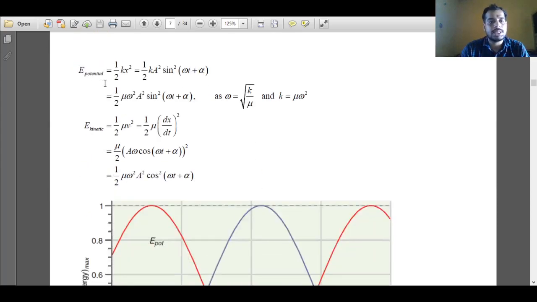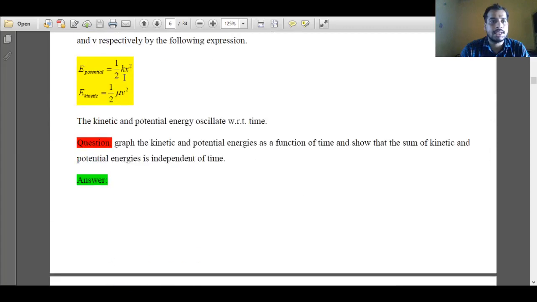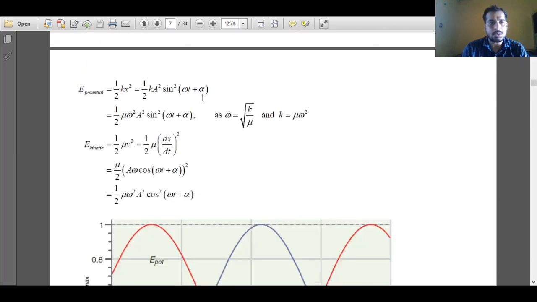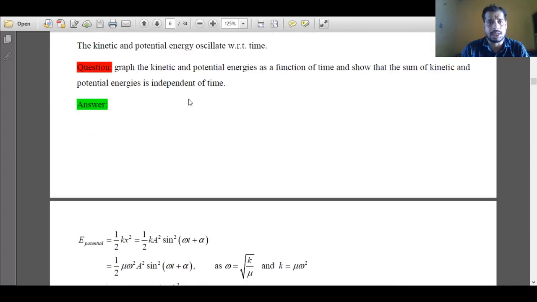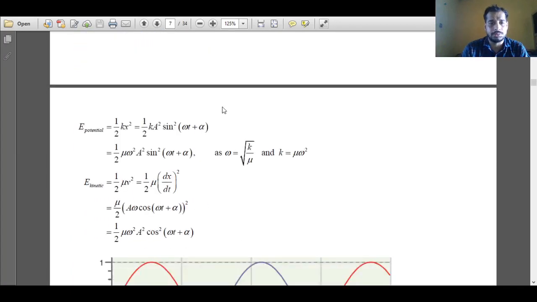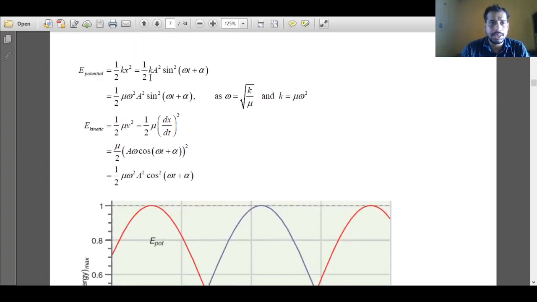So first, potential energy, half k x square. Now what is x? x is the displacement with respect to time, and the x value we have obtained is a sin(omega t plus alpha). What was alpha? Alpha is the phase angle. What was omega? Omega is the angular frequency, and that is given as 2 pi nu. So instead of x, I'll write a sin, so x square is a square sin square (omega t plus alpha).